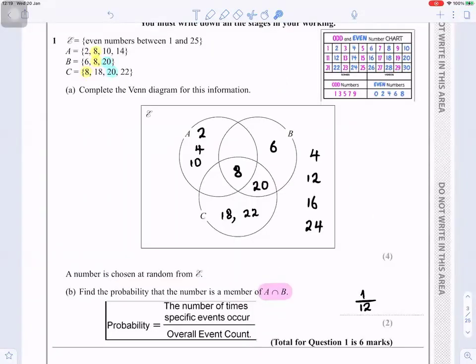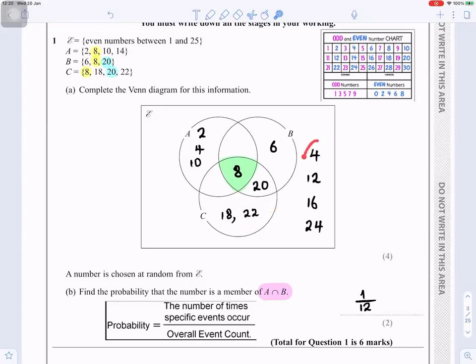So which numbers are found in A, B, and C? The number found in A, B, and C is 8. So 8 goes in the middle because 8 is found in A, in B, and in C. And 6 is found only in B, so it goes there. 20 is found in B and C, so 20 goes there. And 2, 4, and 10 are found only in A. 18 and 22 are found only in C.